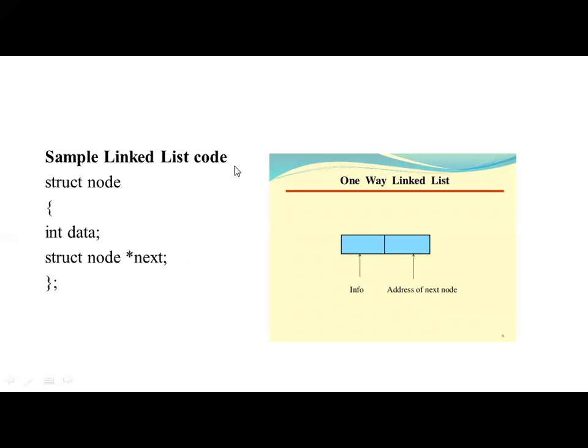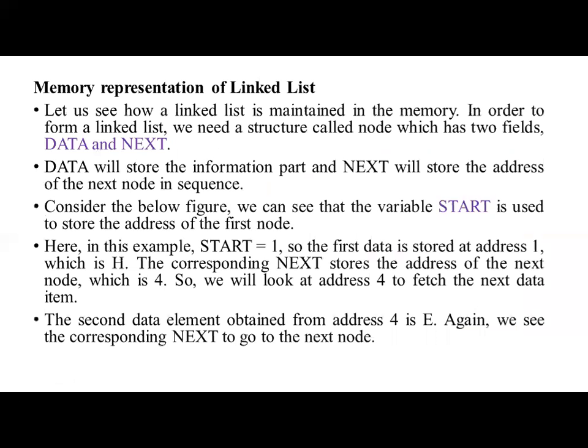The sample code for the linked list. I told you each node contains two parts, the left part and the right part. The left part contains data and the right part contains the address of the next node. So it can be represented as a structure. The structure is named node. The structure contains two different data type elements. One is of integer data. The other one is a pointer. This pointer is used to point to another node, so its data type is again struct node.